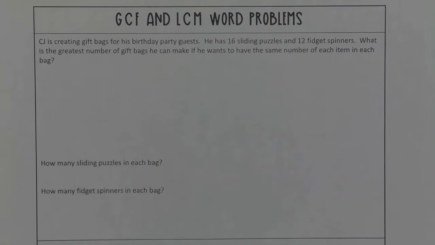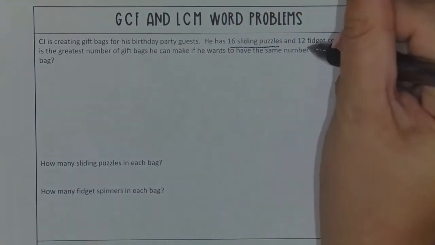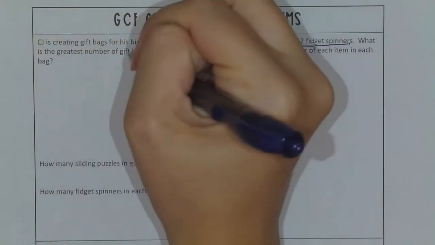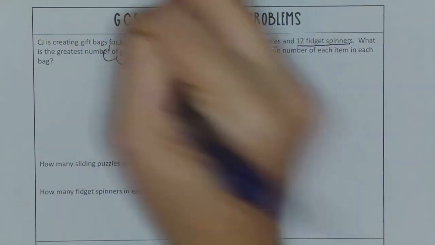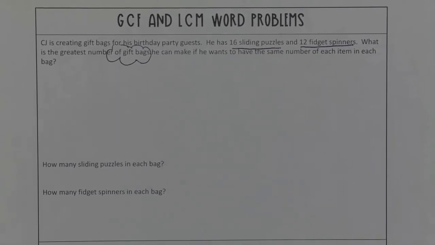So my very first one says that CJ is creating gift bags for his birthday party guests. He has 16 sliding puzzles and 12 fidget spinners. So I want to know, what is the greatest number of gift bags that he can make if he wants to have the same number of each item in each bag? Okay, so a few things to break down there.